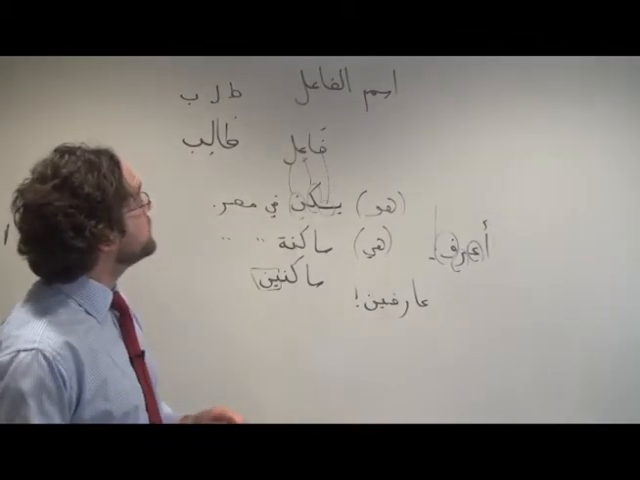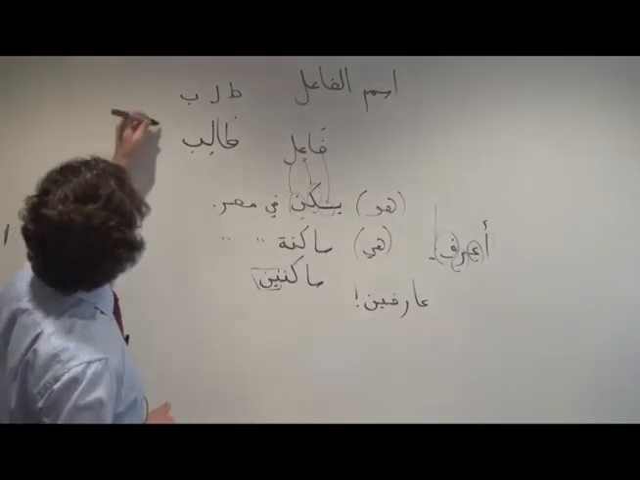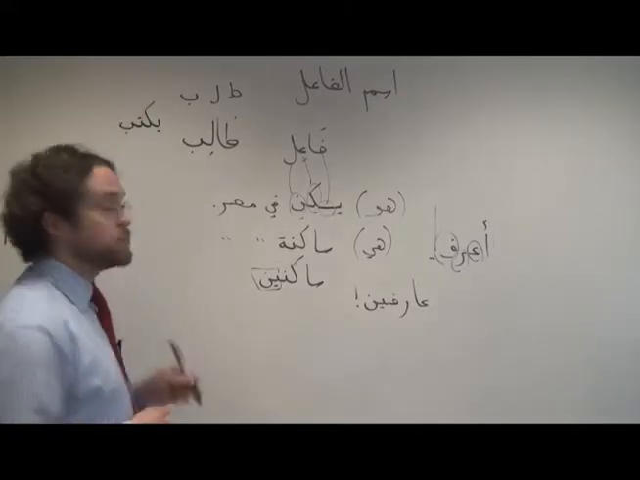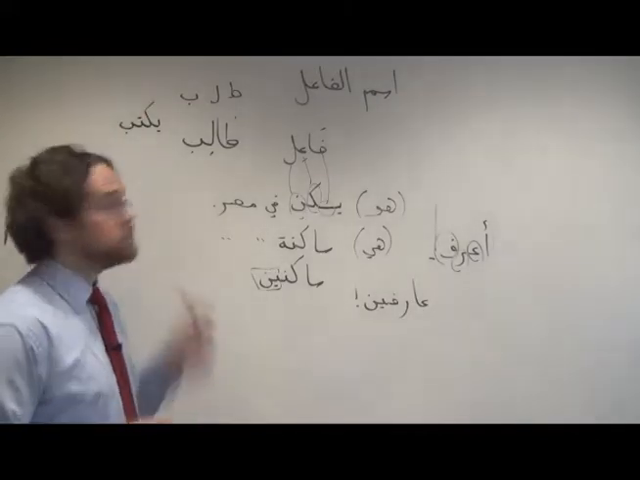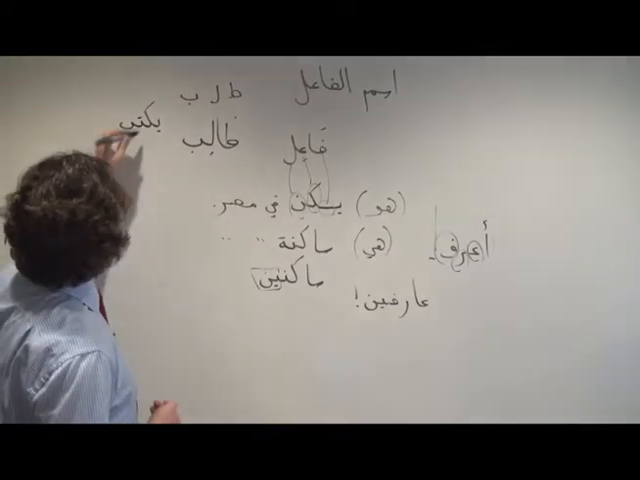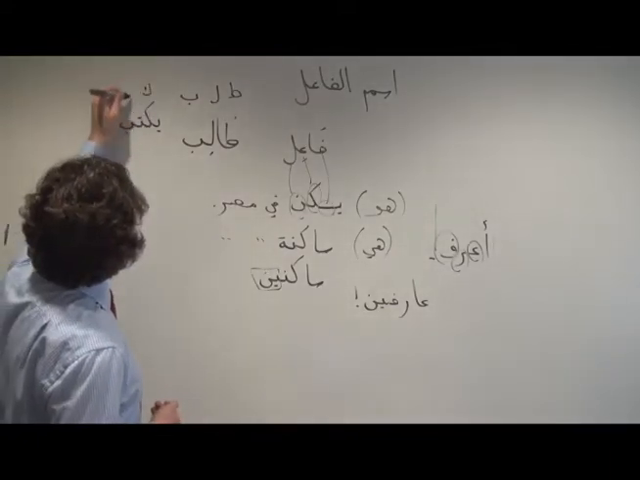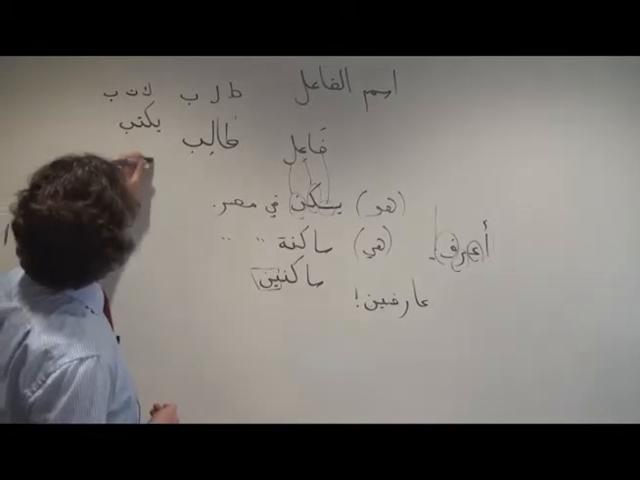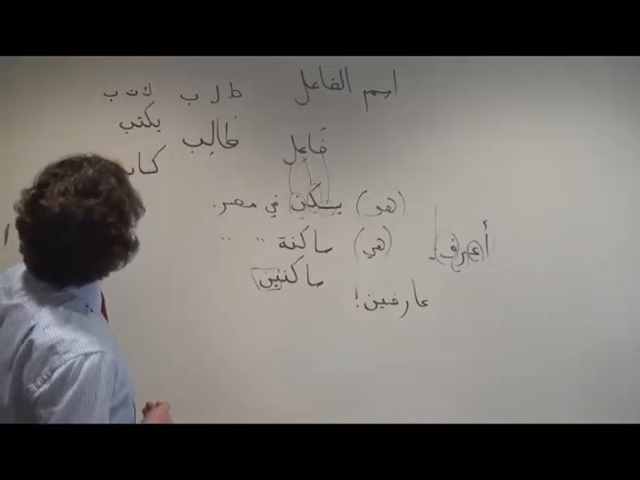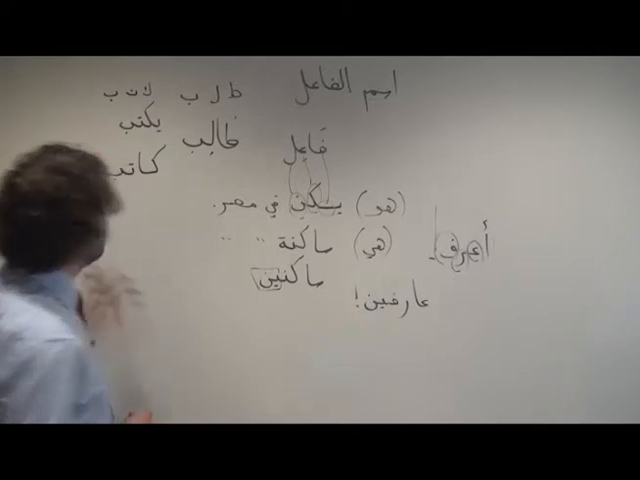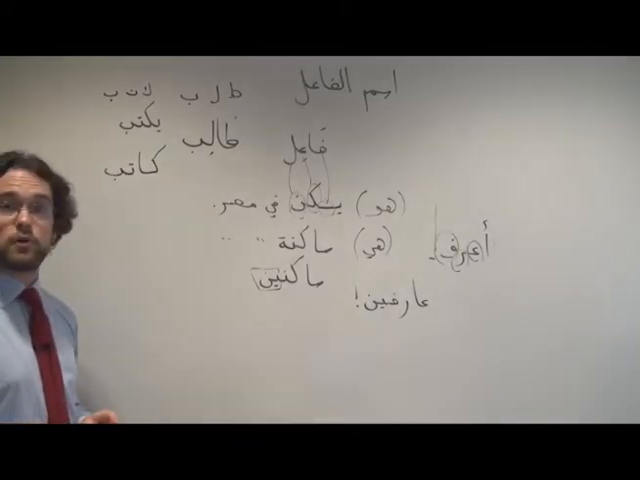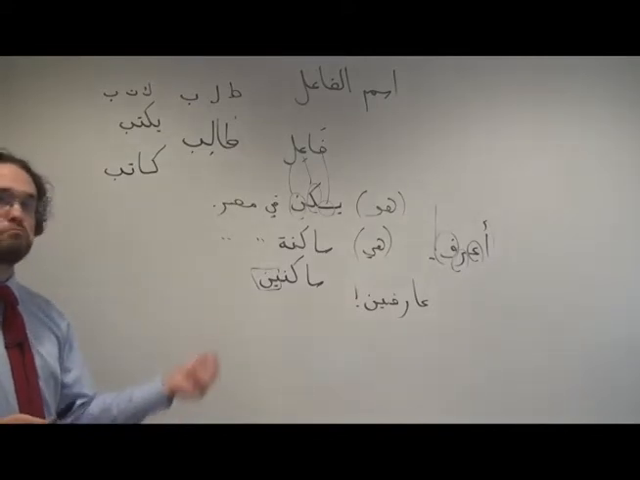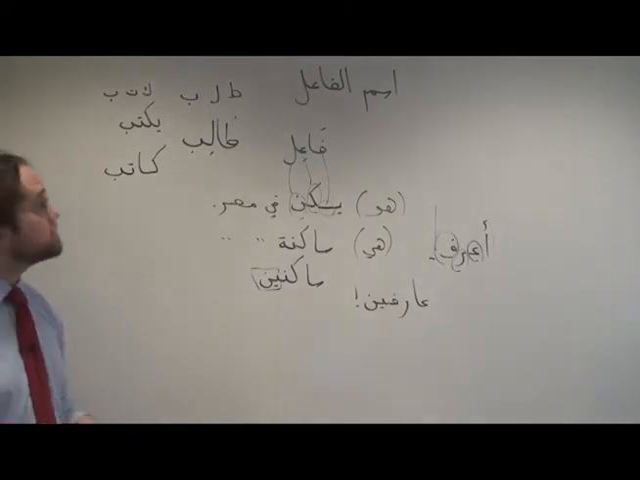Or you might know the verb yaktub, to write, he writes, yaktub, and from the same root, kaf, ta, ba, we get the ism fa'il katib, which is the word that we see most often for a writer, right? Someone who writes novels or magazine articles, katib.